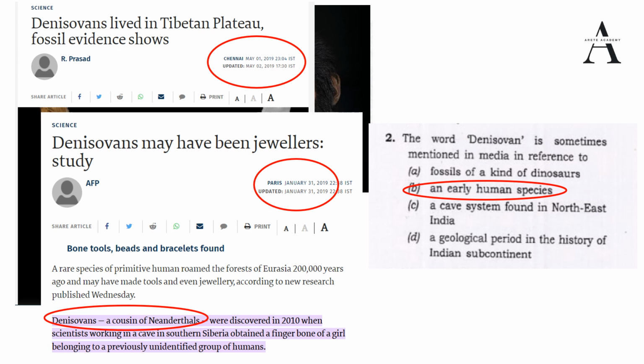I hope today you have got much clarity on the concepts of space, and we have discussed a lot of information, so make use of it.